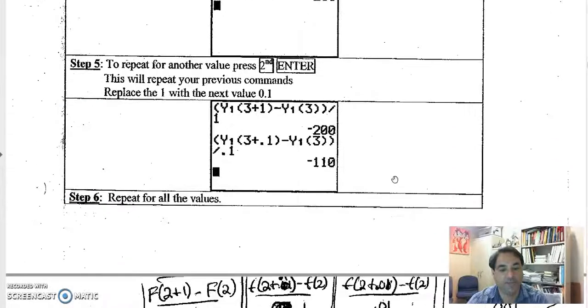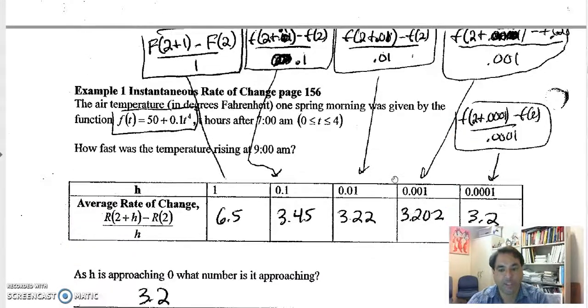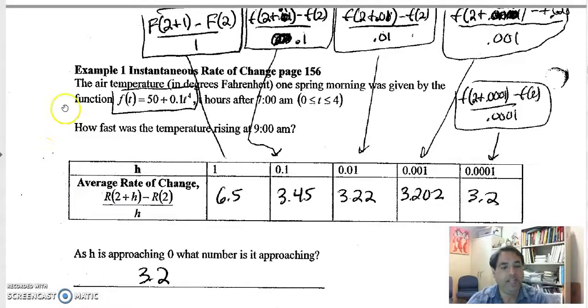And again, all of your steps, practice, practice, practice. Okay, let's do another example. The air temperature in degrees Fahrenheit one spring morning was given by the function f of t equals 50 plus 0.1 t raised to the 4th, t hours after 7 a.m. So 7 a.m. is 0, and then 4 hours later would be 11. We want to know how fast was the temperature rising at 9 a.m.